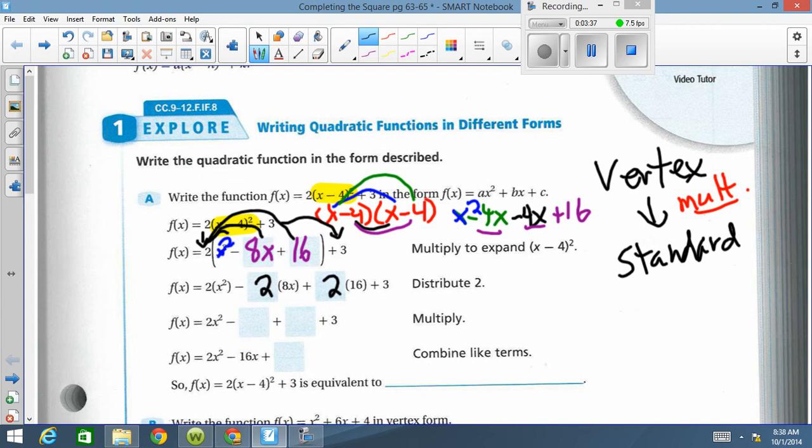Now, a lot of times we wouldn't write it like that. We wouldn't actually write that out. We would just do 2 times x squared is 2x squared. 2 times 8x, we would just put a 16x here. And then we put a 32 here, 2 times 16. You know, you might not do that step. This step here.